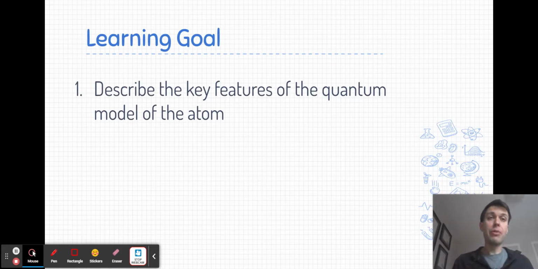We'll be going through it in detail, and then we'll be exploring these different features and how we understand the atom in more detail throughout this unit. Going into this lesson, you should have an understanding of the key features of the Bohr model of the atom, and that will help you understand where we're going with the quantum model.